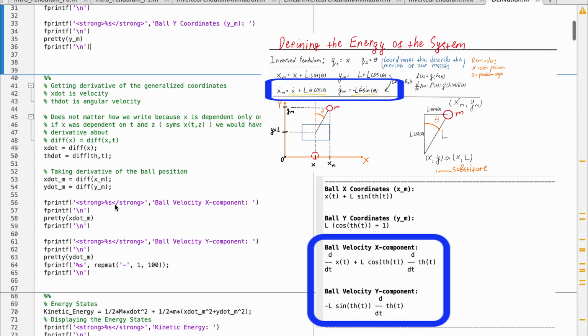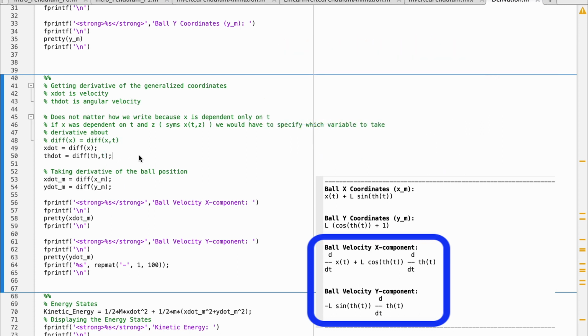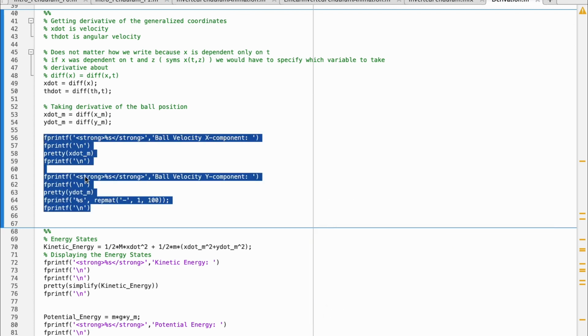with respect to time. As mentioned previously, x and theta are time-dependent. So when we write diff of x, Matlab knows that it needs to take a derivative with respect to time, since that's the only variable they depend on. And again, we display the equations in the command window.